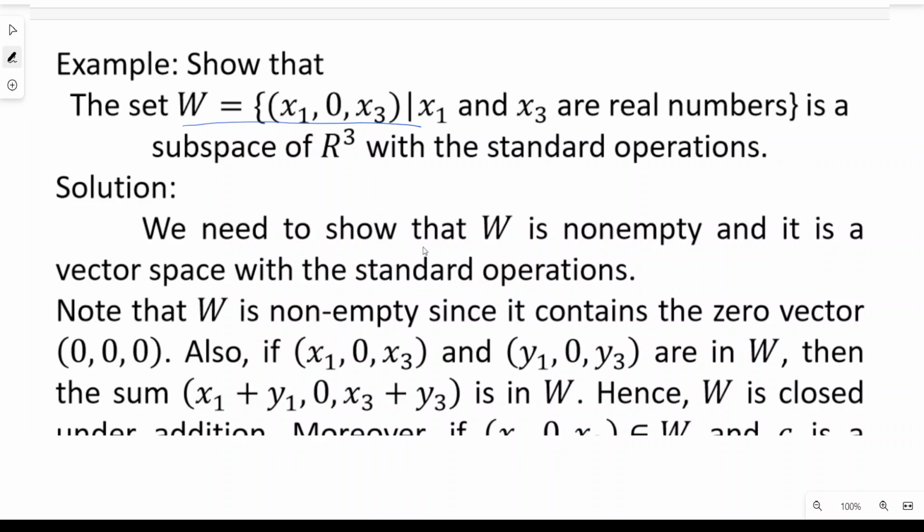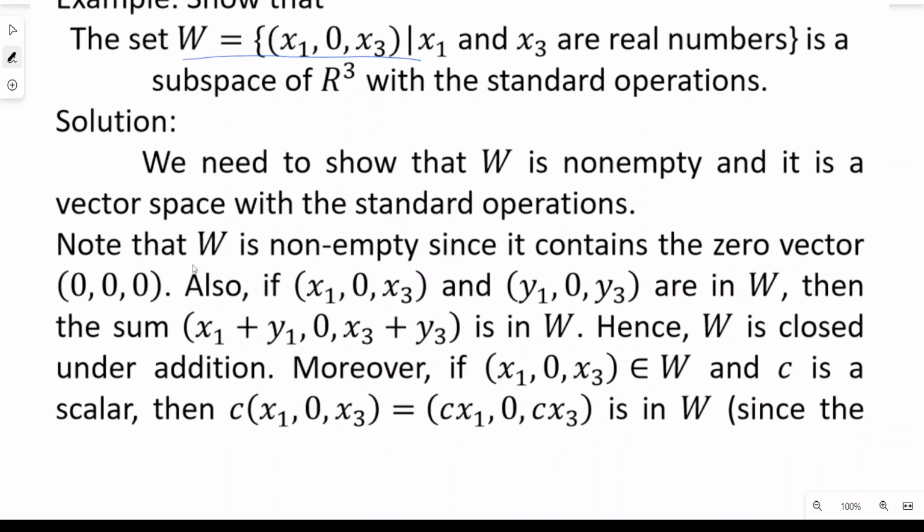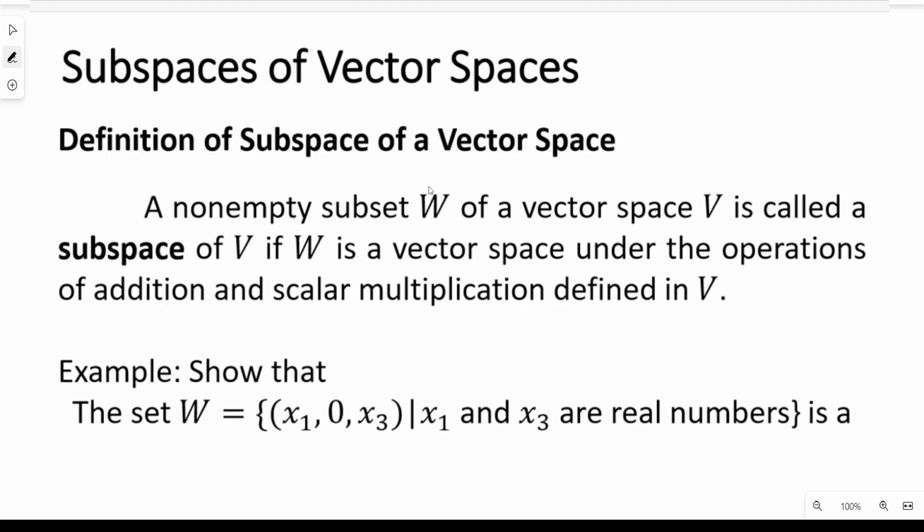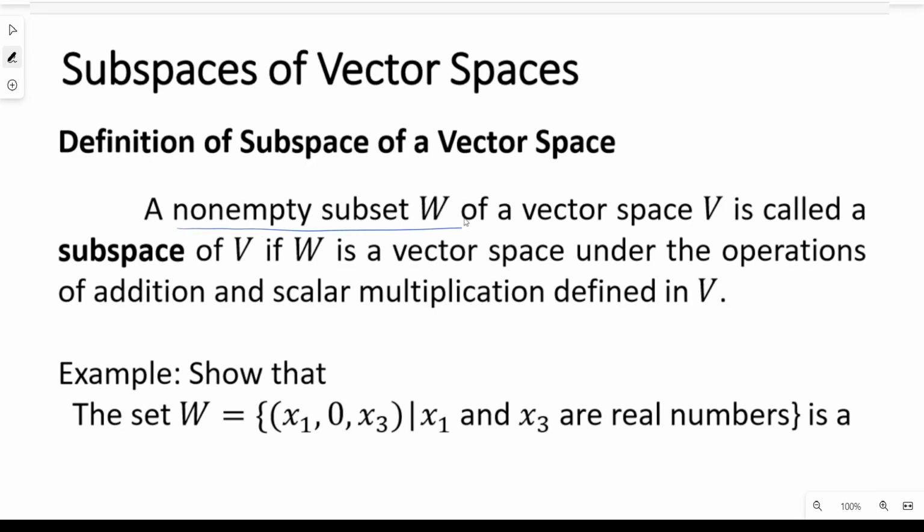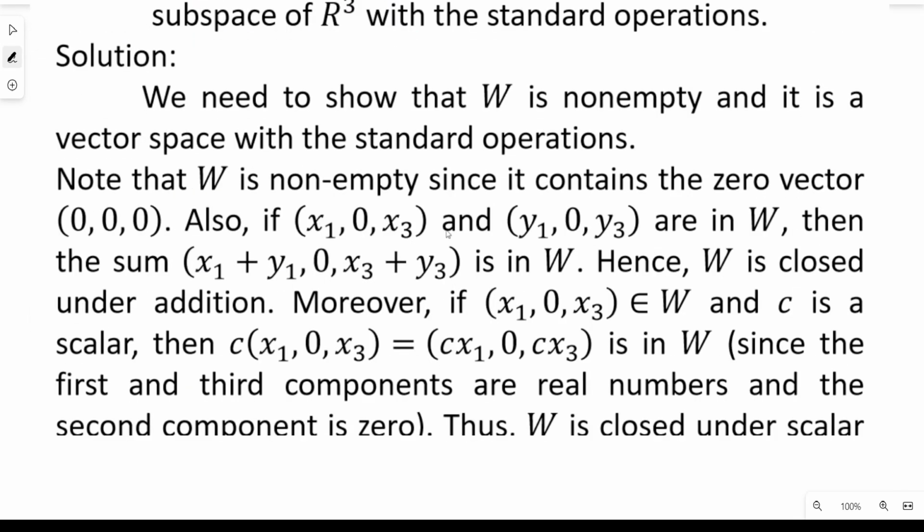So we need to show that this particular set satisfies all the 10 axioms. And we need to show that it is non-empty. So note that W is a non-empty set since it already contains the vector 0, 0, 0. You can pick 0 for the values of x1 and x3, so that your set W is not an empty set. It's the very first idea to be considered when we are considering the subspace. It should be a non-empty subset of your vector space R3. And 0, 0, 0 is also an element of R3, so that your W would be a non-empty subset of R3.